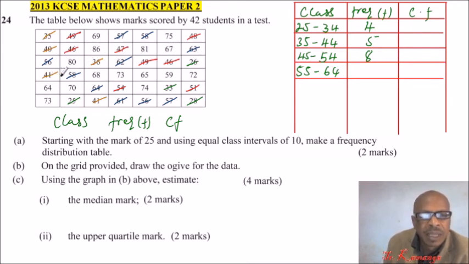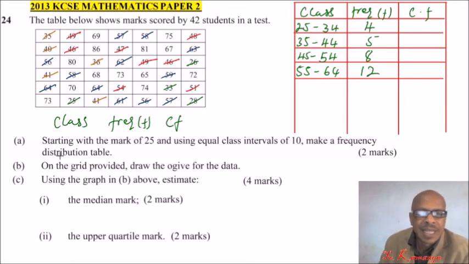64. That's another one. So 11. Let's see. Do we have another one? We have another one there. So there are 12. So you come here and you write 12.